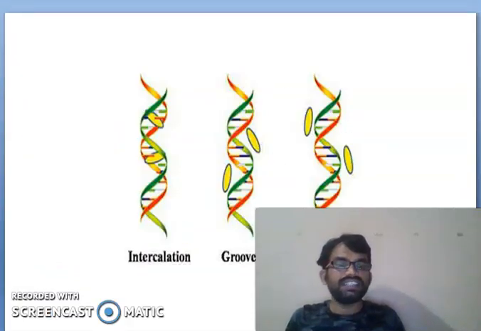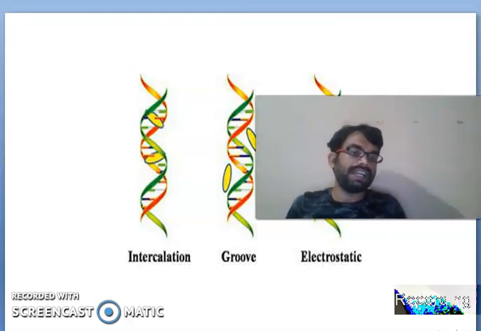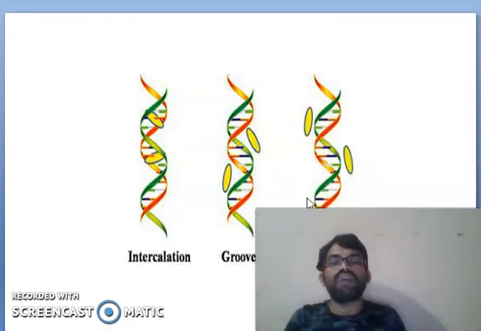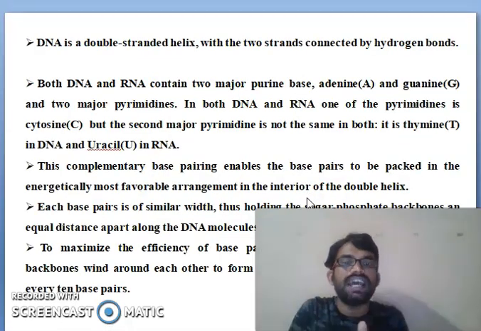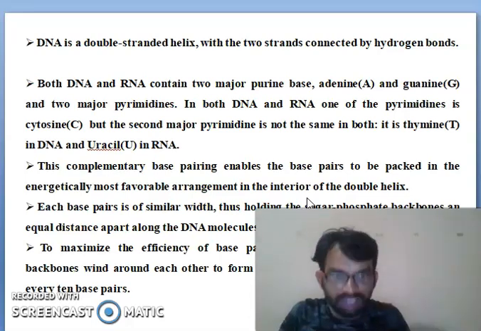You can see here, this is the actual image of intercalation, groove binding and electrostatic binding. You can see this image, and you will understand what interactions are formed in the DNA. Now we will move on to DNA, a double helix with 2 strands connected by hydrogen bonds, as we discussed in the last slide.